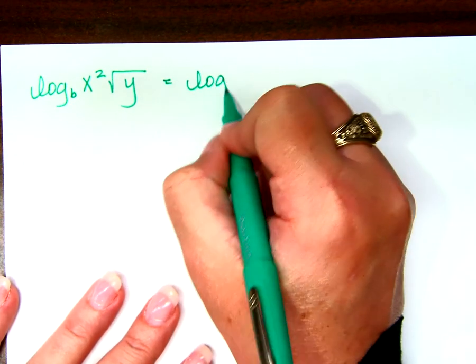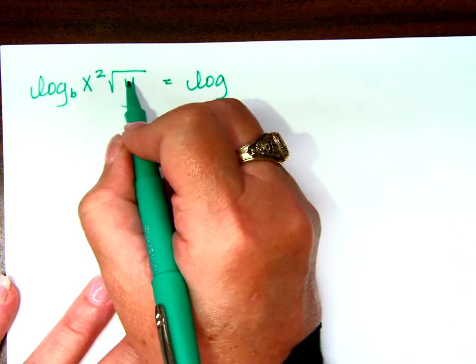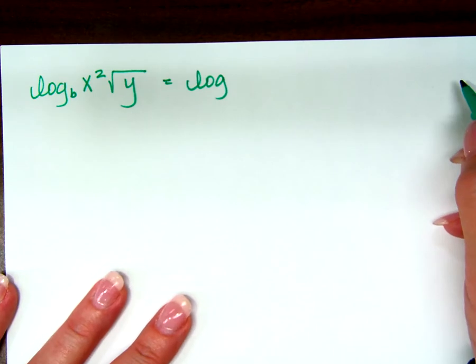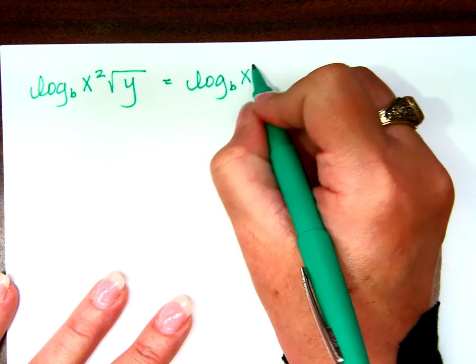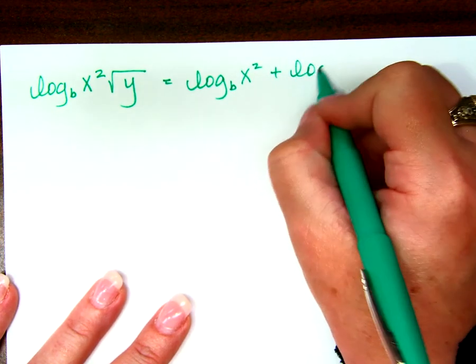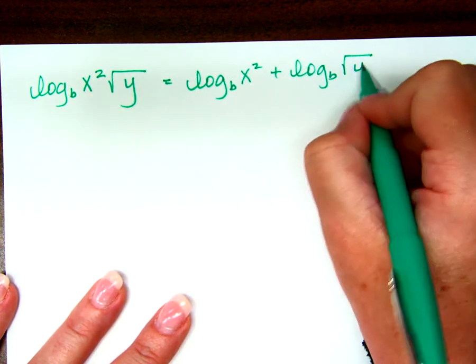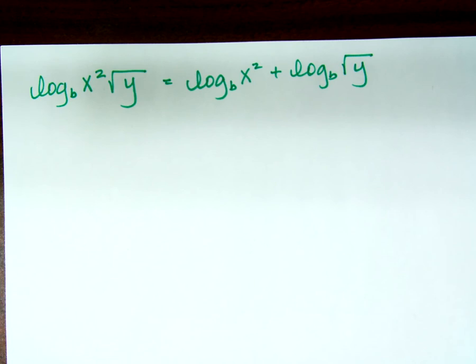So I can start out, well, these two things are being multiplied, so when I expand them, what do I do with them? Add them. So I have log base b of x squared plus log base b of the square root of y. Now, is that as simplified as it could possibly be?